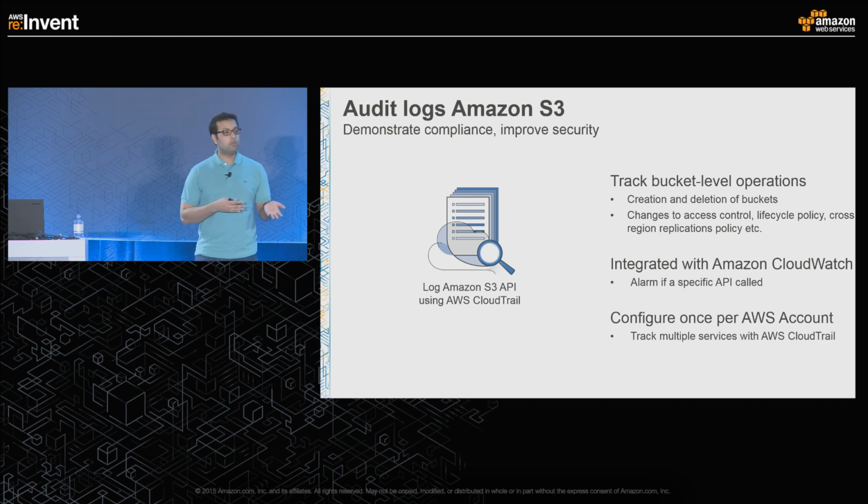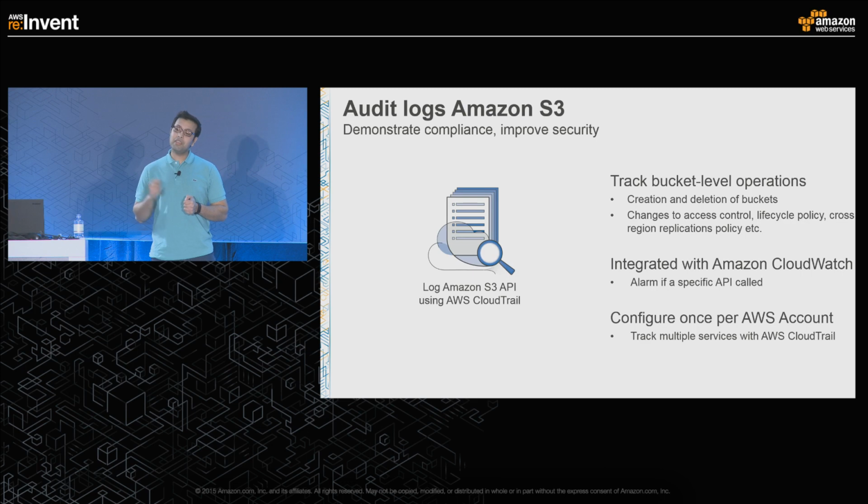I can simply go to CloudWatch, set up an alarm for a specific API action that's being tracked via CloudTrail, and say, hey, send me an email notification when anybody does a successful put for a lifecycle policy or cross-region replication policy, or if somebody deletes and removes a bucket, or adds a bucket for that matter. So you get that additional insight and ability to track what is going on with your S3 buckets.